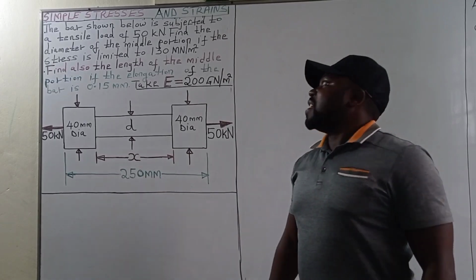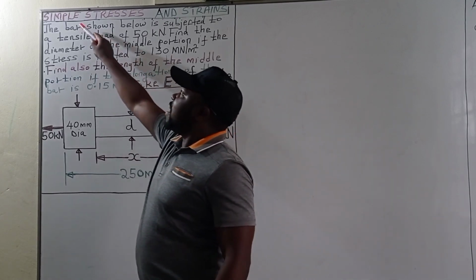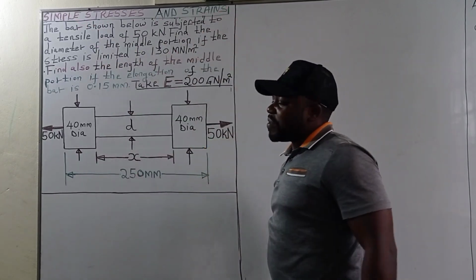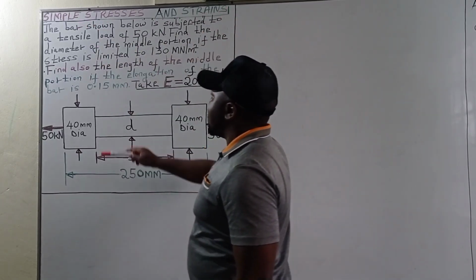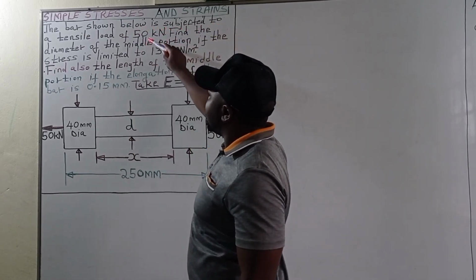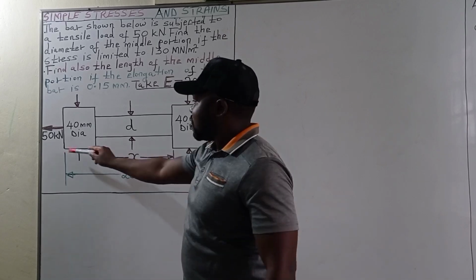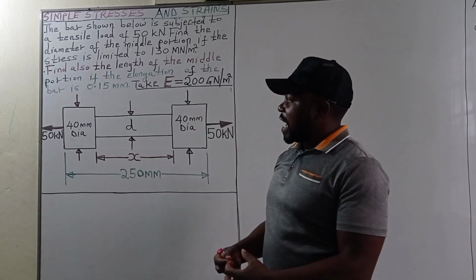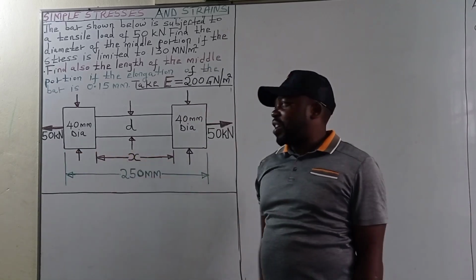This is Kamiti. Now, we are still analyzing simple stresses and strains, and we got a question here that says the bar shown in the figure below is subjected to a tensile load of 50 kilonewtons. So you have a load of 50 kilonewtons that is trying to stretch this member.